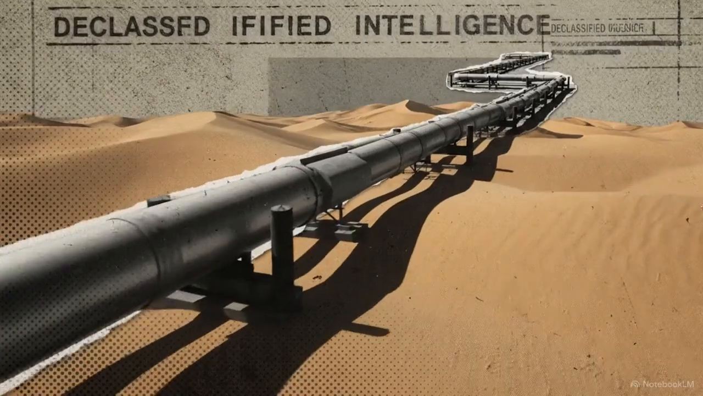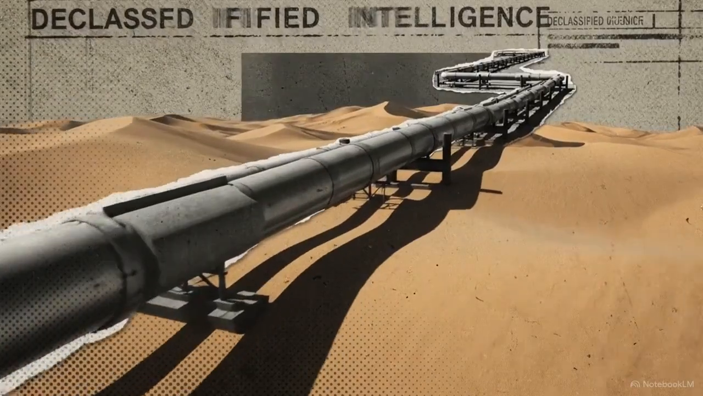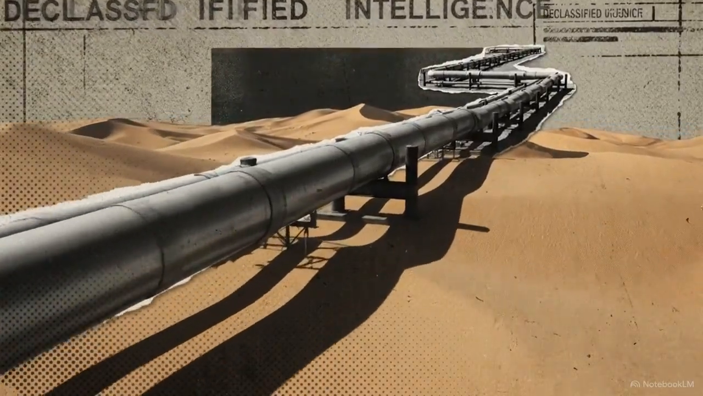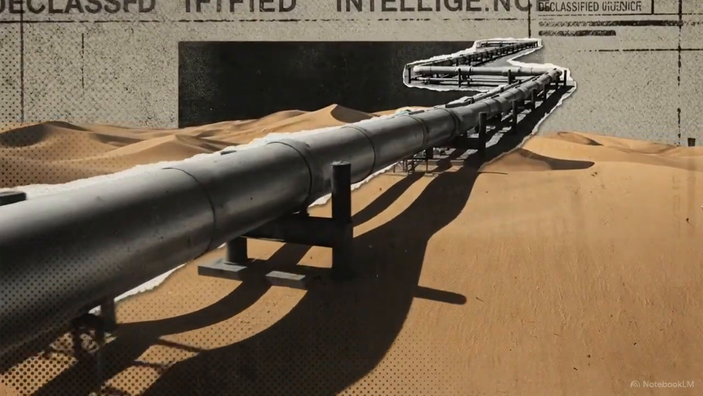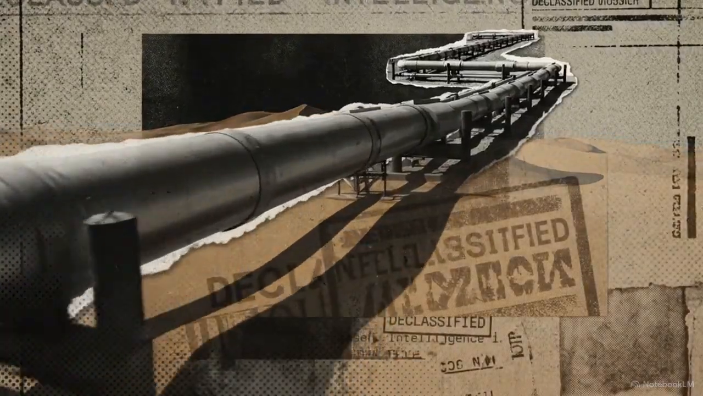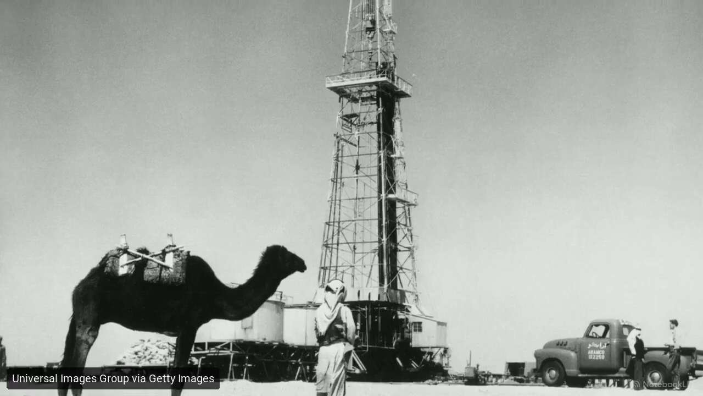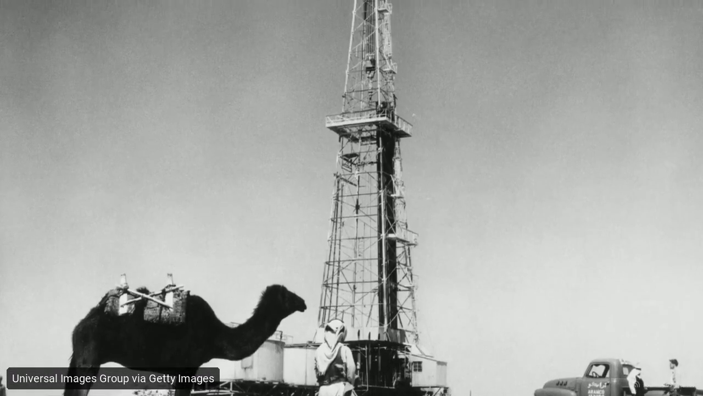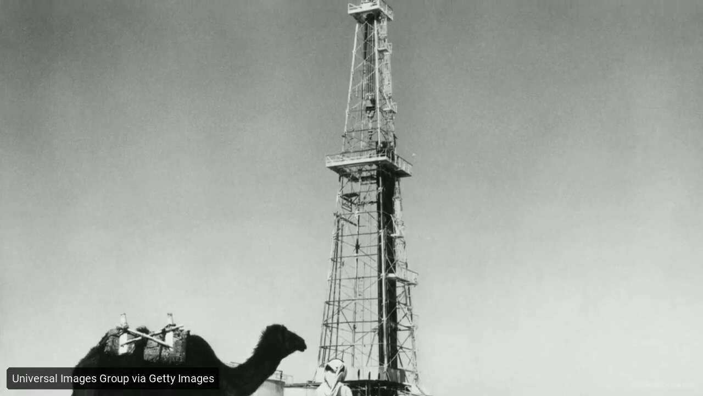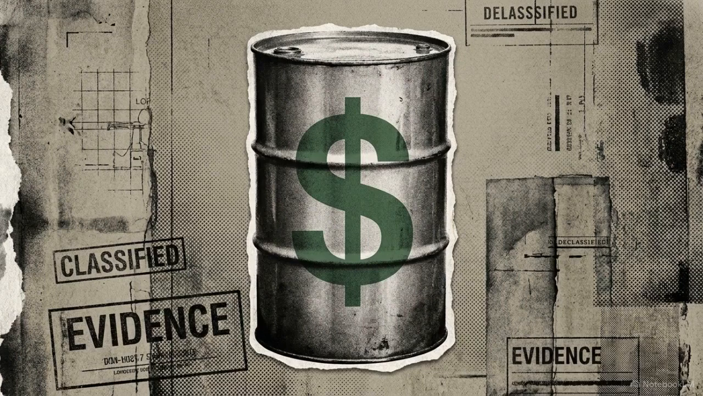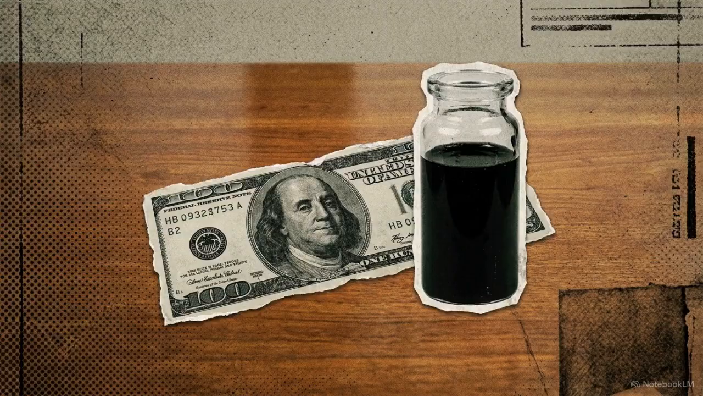To prevent a total collapse of the dollar's value, the U.S. engineered a pivot, approaching Saudi Arabia, a nation with massive newly discovered oil fields, but serious security concerns. The deal was simple. The U.S. would provide absolute military protection for the Saudi kingdom, and in exchange, Saudi Arabia would only accept U.S. dollars for its oil. This arrangement birthed the concept known as the petrodollar.